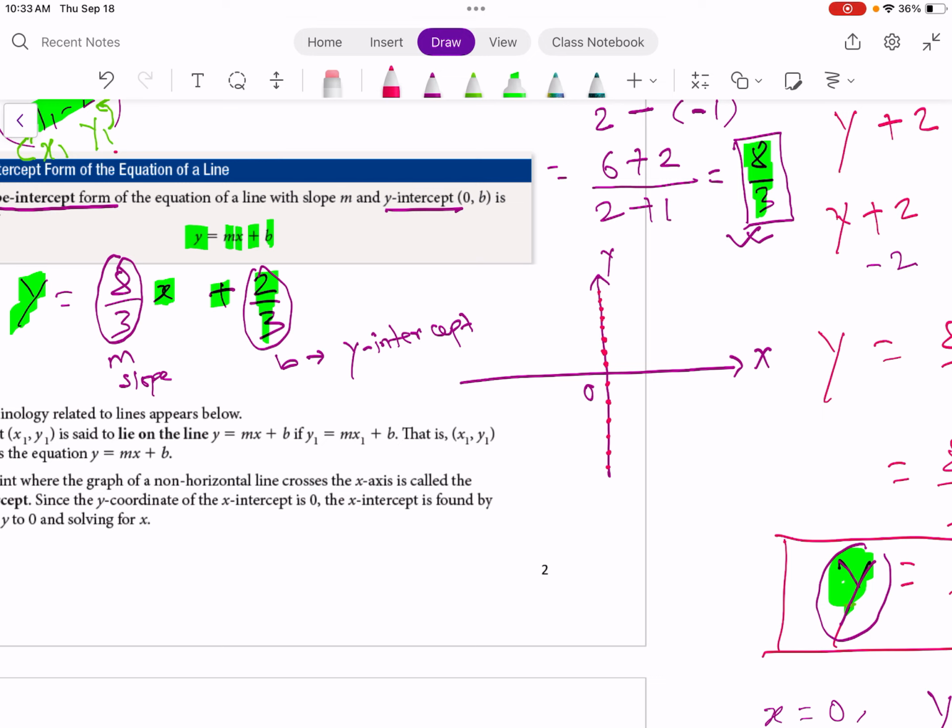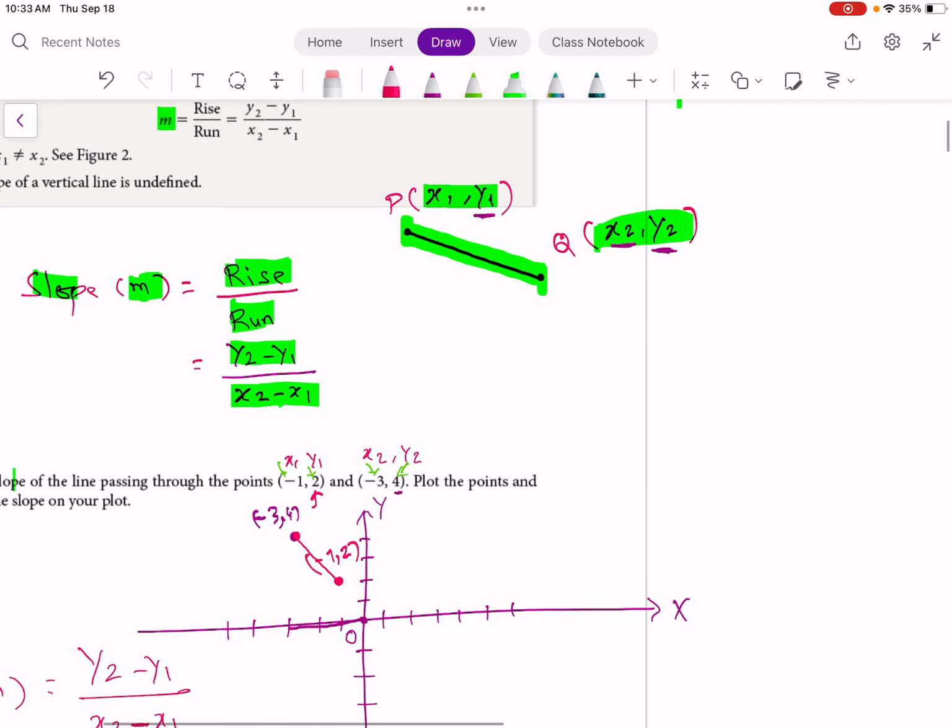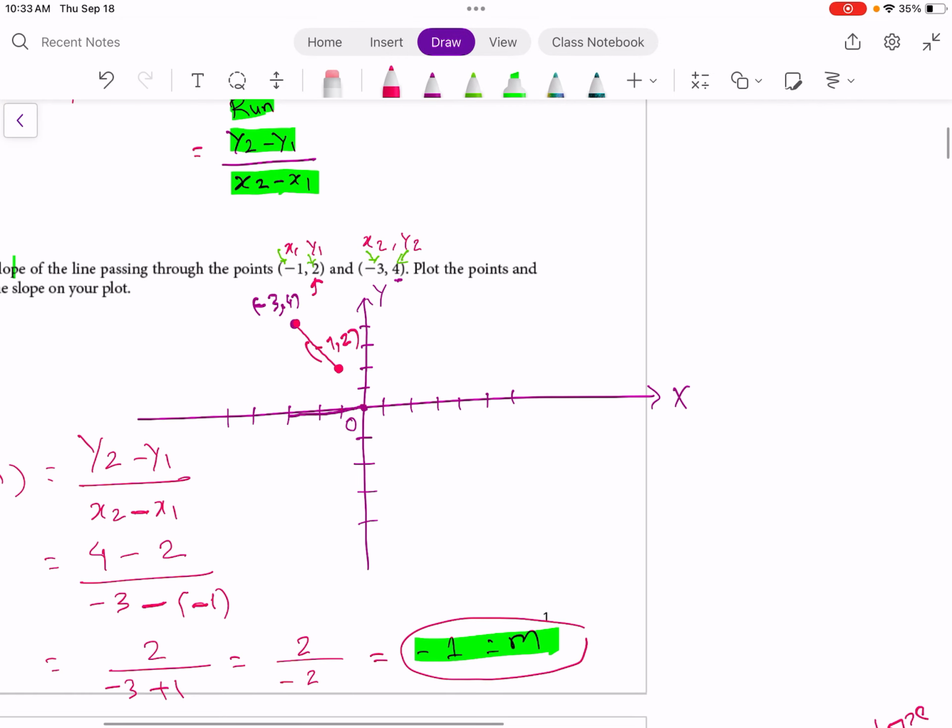The x coordinate is always 0. So every point on the y-axis has x coordinate equal to 0. For this point, what is the coordinate? Our x is 0, y is -2. The coordinate of this point is x is 0, y is 1, 2, 3, 4, so -4. For this point, our coordinate is x is 0, y is 1, 2, 3.